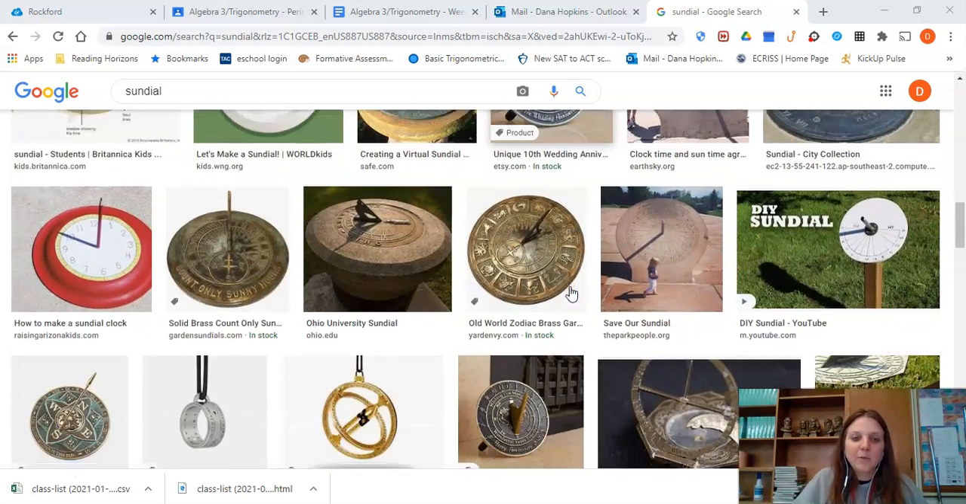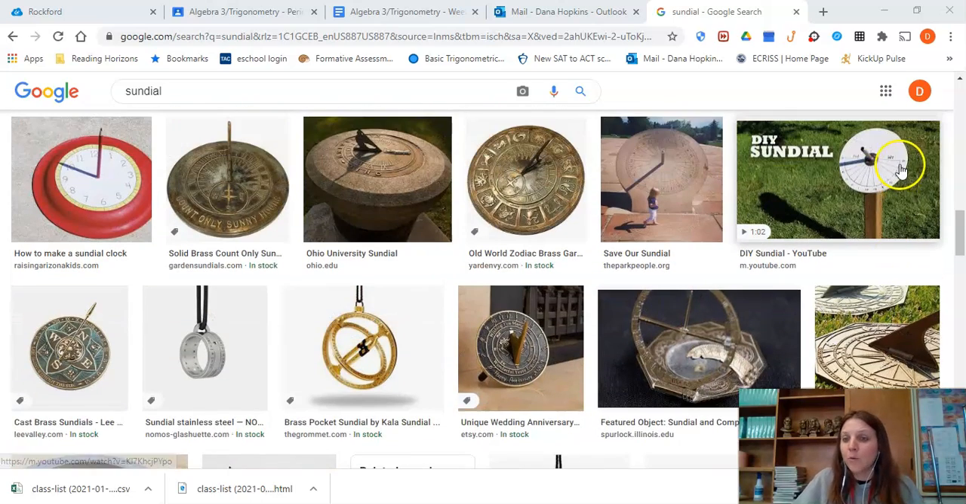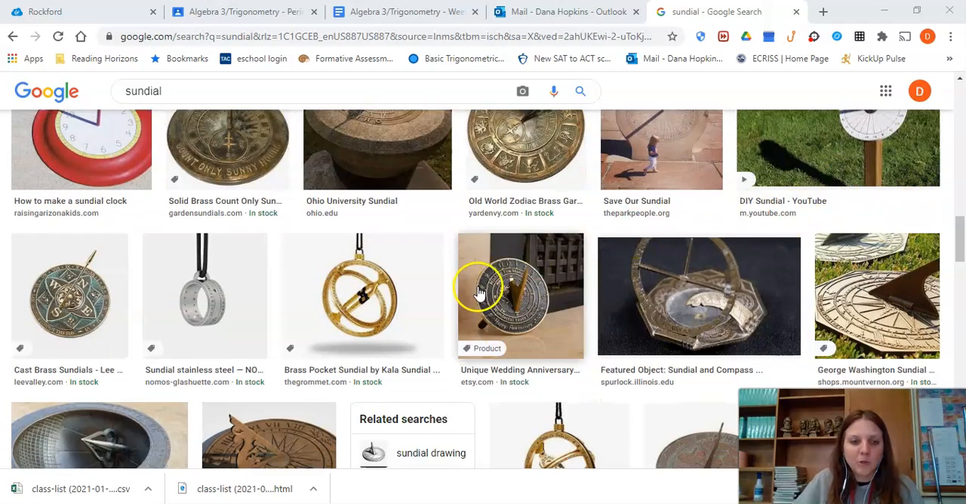And you may have to readjust the sundial for different times of the year. But you can make your own sundial. You can look it up on YouTube or whatever.